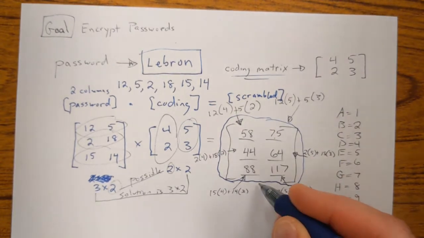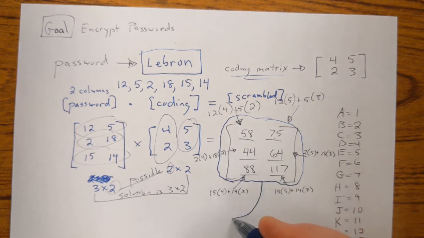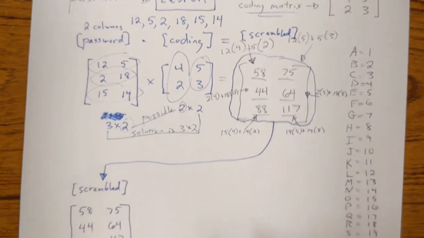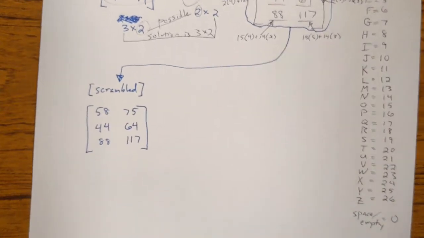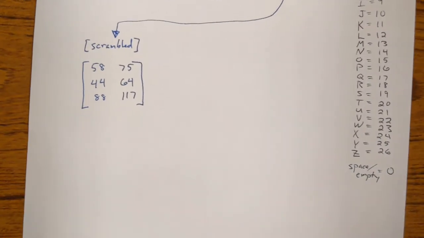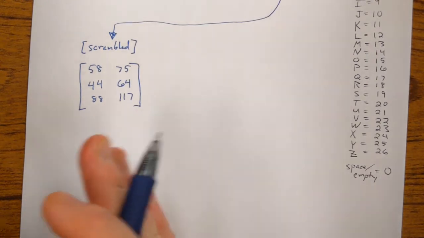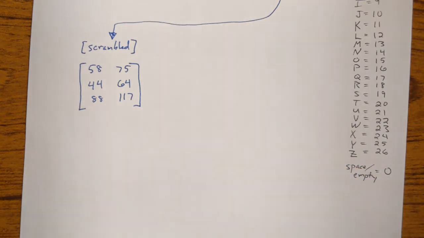So let's pretend for a second that this is what I send through the internet as my password. I don't send my actual password, I send this scrambled version of my password. So now we ask the question, how is whoever's on the receiving end of this password, the website, whatever it may be, going to decode or unscramble this password to know that it means LeBron? Well, the whole key to this is using inverse matrices.